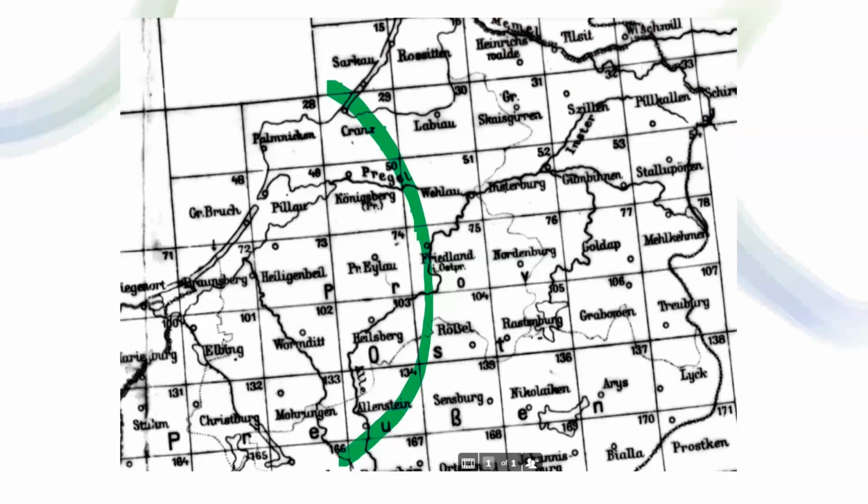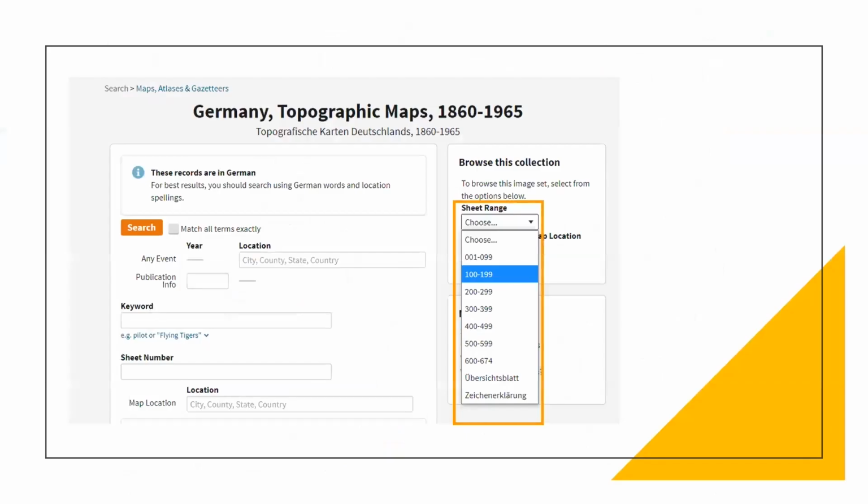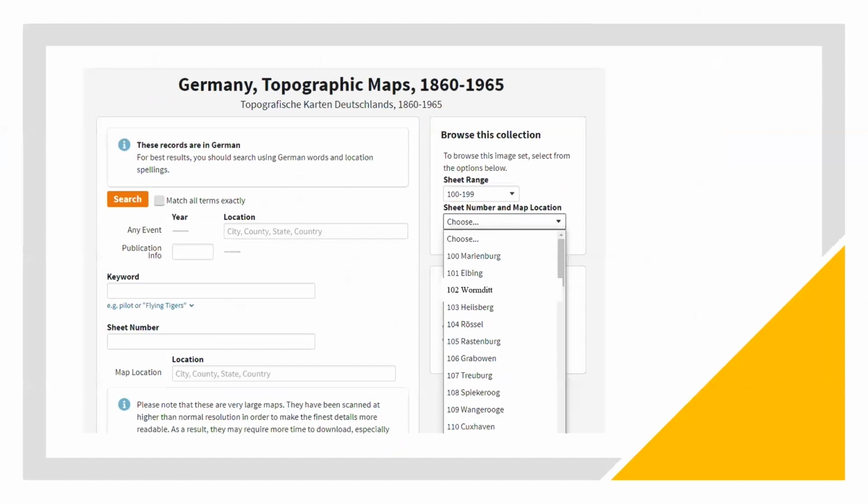In the west central area, we find the map that has Königsberg, then Braunsberg, then Wurmditt. That is the closest we can narrow it down. Wurmditt is map number 102. Going back to the sheet range, we select maps 100 to 199. Next, we go to map 102, Wurmditt, and click on it.